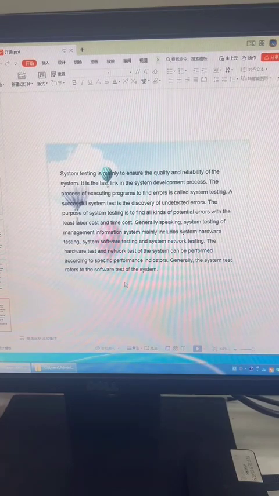Generally speaking, system testing of management information system mainly includes system hardware testing, system software testing, and system network testing. The hardware test and network test of the system can be performed according to specific performance indicators. Generally, the system test refers to the software test of the system.